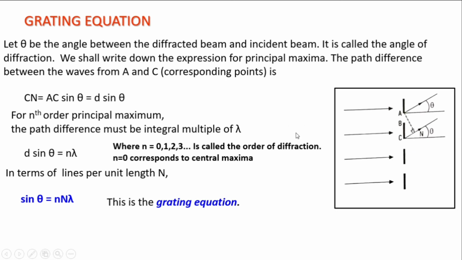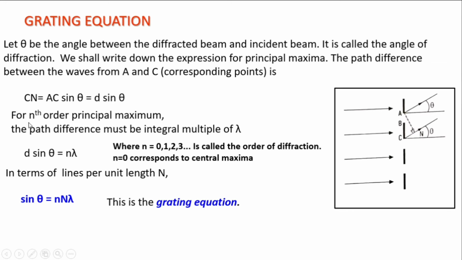Path difference will be equal to d sin theta. So here we can say that if we know the path difference, we can substitute the condition for constructive interference, because we know the condition for constructive interference, we can write the expression for principal maxima, that is the condition for brightness. So path difference is equal to d sin theta.